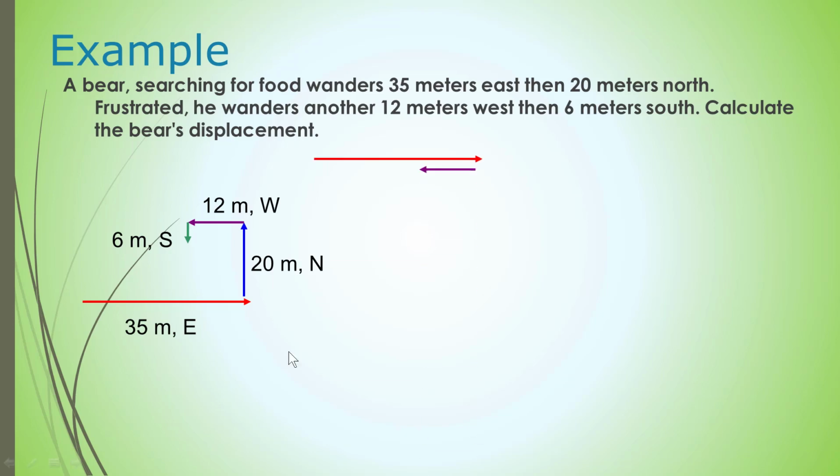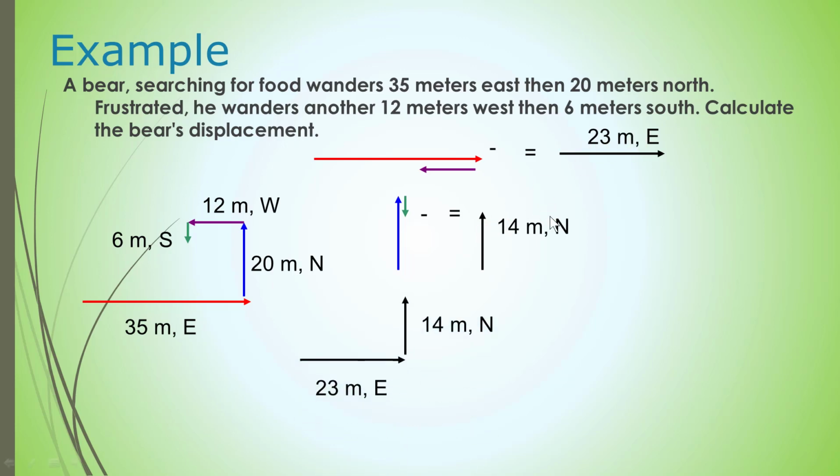You can see that these two vectors are parallel to each other, and after subtracting we will get 23 meters east. So we have subtracted this vector and this vector and we are getting this resultant. After that we will subtract these two vectors, which will give us 14 meters north, and now we can simply add these two resultants.